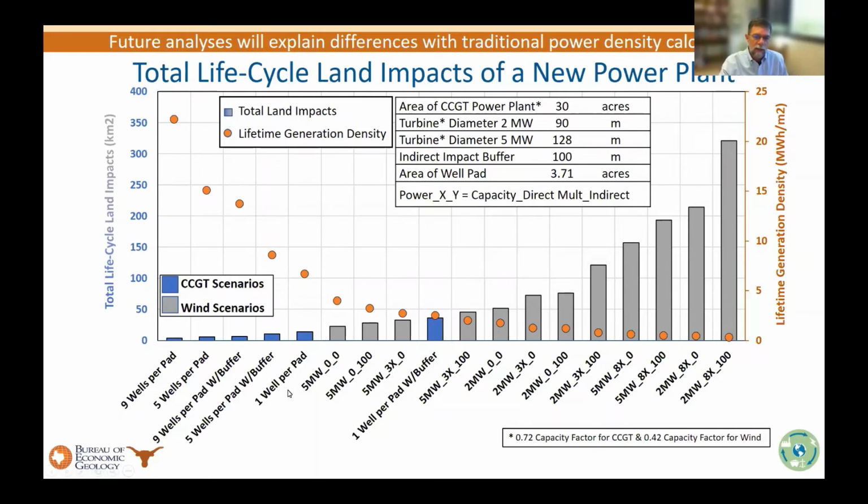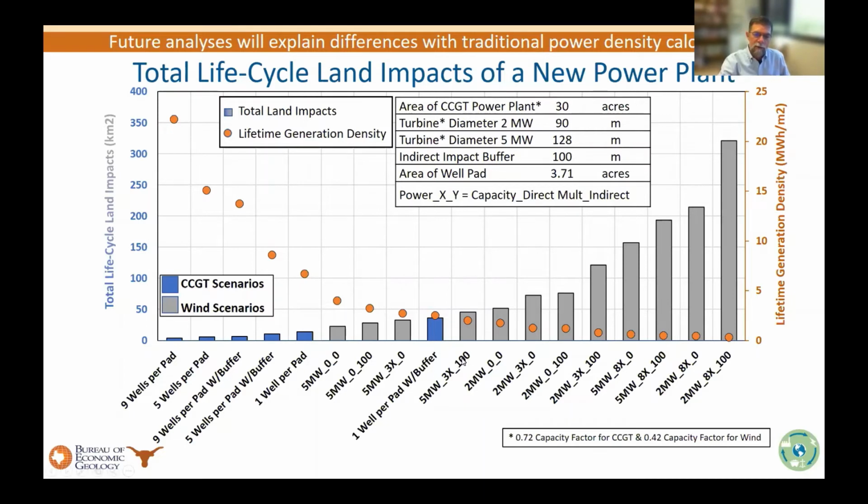So we're putting in here, say, this 5MW_3X would be 3 times the turbine diameter that we're using in our analyses. Here's the turbine diameter: for 2 megawatts, that would be a 90-meter diameter, and for a 5 megawatt turbine, it's 128 meters. So it'd be 3 times that as our direct impact.